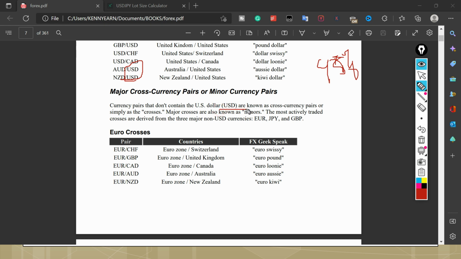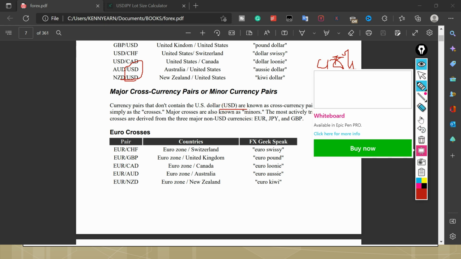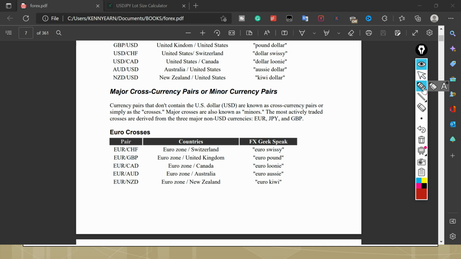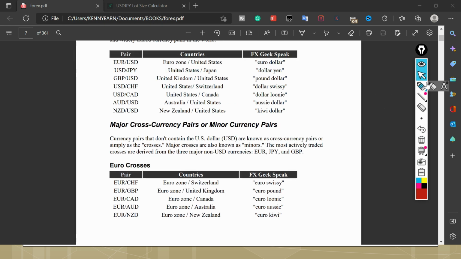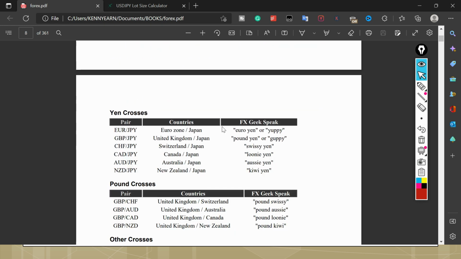Most of the transactions in the world are done in US dollar. Why these are called major currency pairs is because they are attached with the US dollar. You can see US dollar, US dollar, US dollar, US dollar. That is why they call them major currency pairs. But you see this one, they don't have the US dollar attached to it. So that's why they are called minor currency pairs. Currency pairs that don't contain the US dollar are known as cross currency pairs.